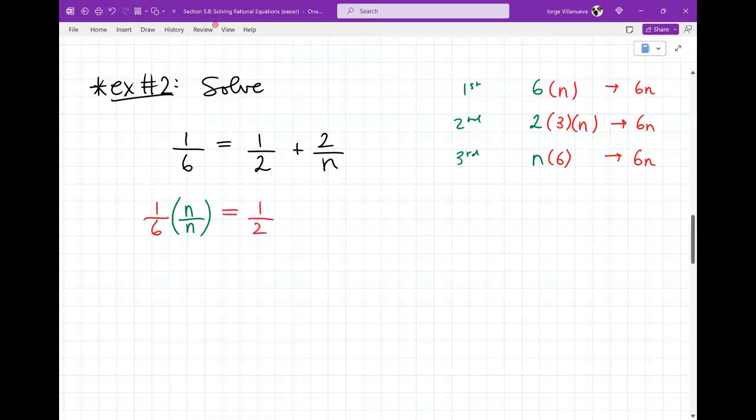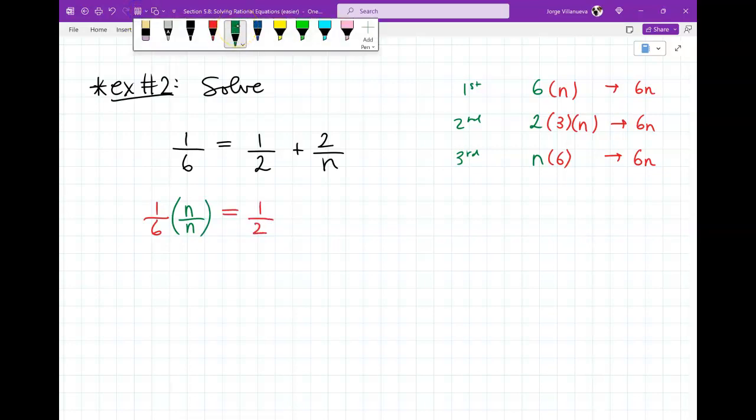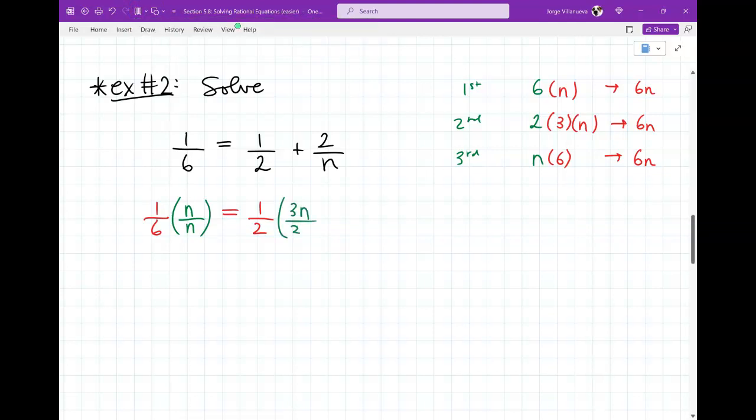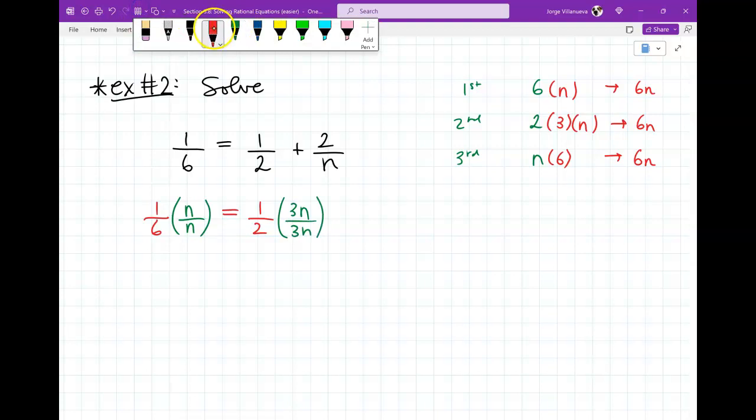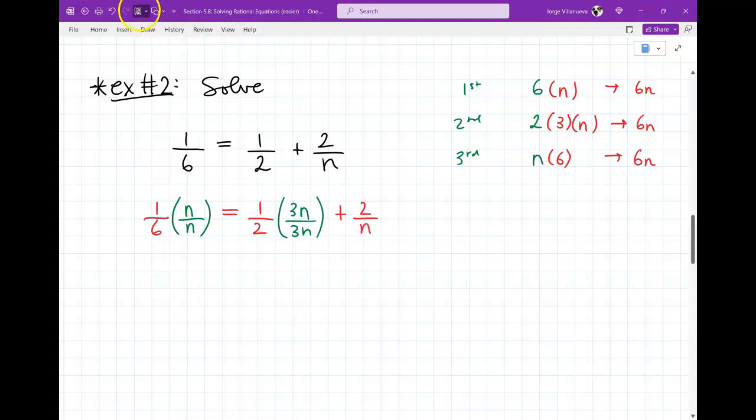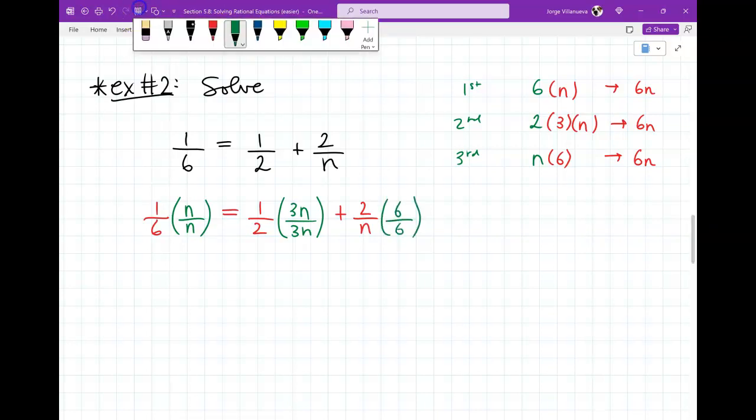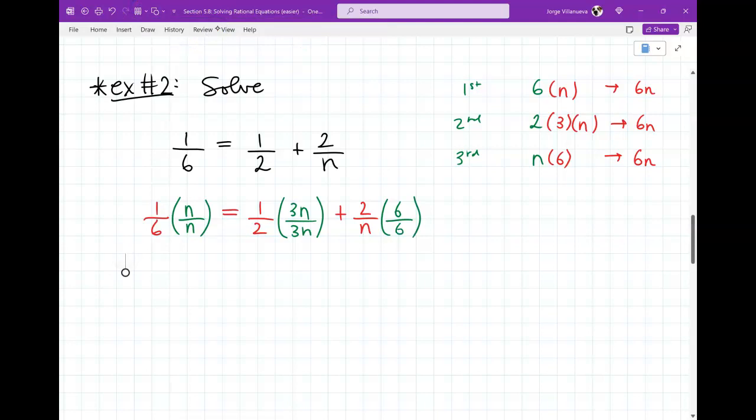Second fraction, what am I multiplying that by? 3n. All right, 3n. And the last fraction, what am I multiplying that by? By 6. Okay, let me multiply each fraction out, and then let's see what it looks like. So this will be n over 6n equal to 3n over 6n plus 12 over 6n. Notice all of them have a 6n on the bottom. That's perfect. That's what I want. I want it to look the same.